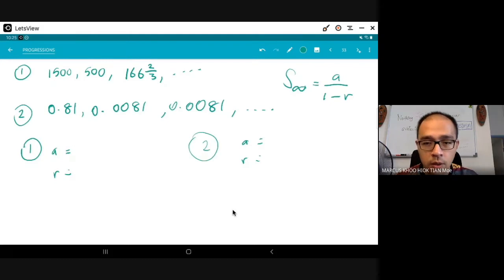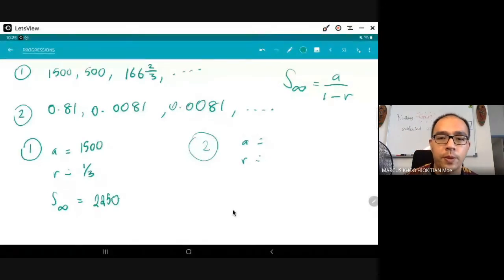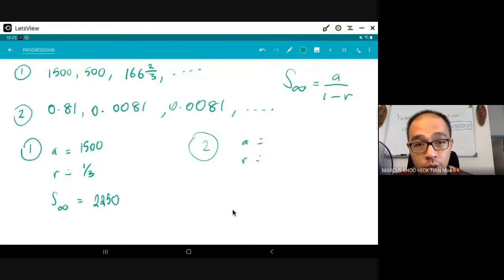Okay, A is 1,500 for number 1. R is 1 over 3. What is the sum to infinity for number one? It is 2,250. What about number two? A is what, R is what, and what is the sum to infinity?